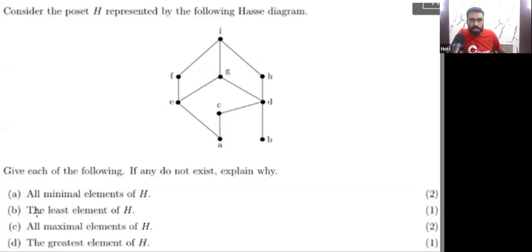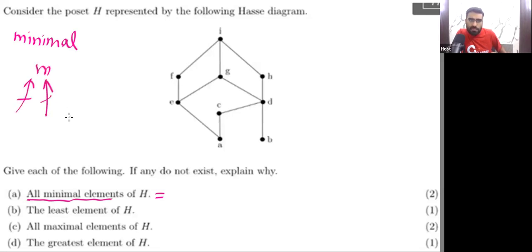Tell me the answer for this question very quickly. This poset Hasse diagram is given to you. What are all the minimal elements? Remember, minimal element means no one else is related to me. So the minimal elements are A and B. That's it. These are the minimal elements.